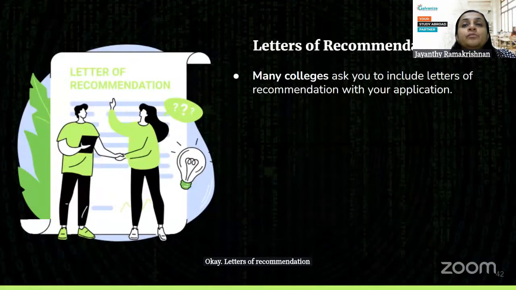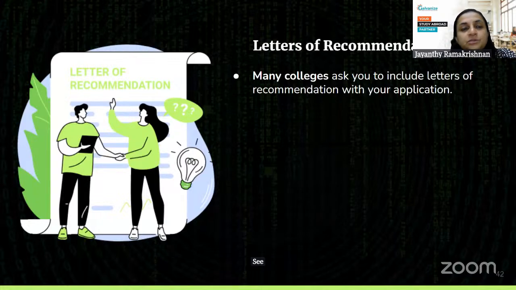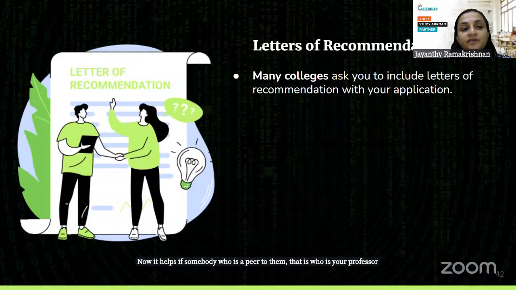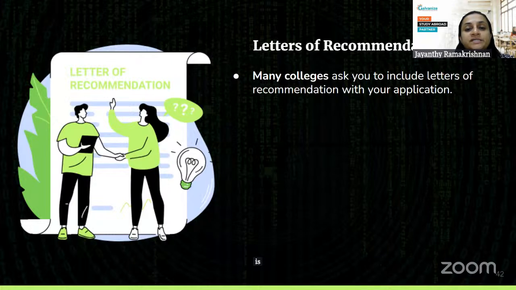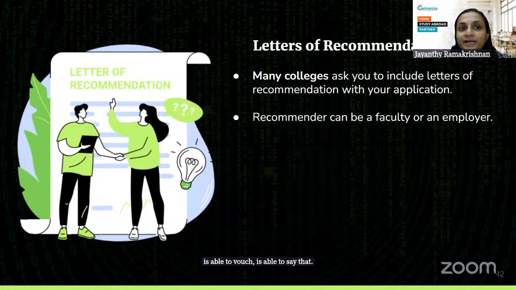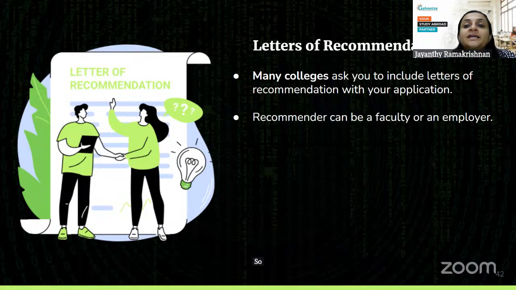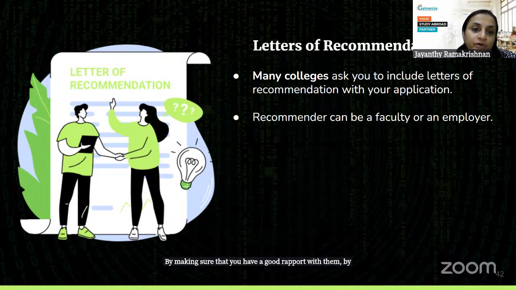Now, this again is very important. See, the admission officers don't know you. They are going to judge you by your application package. Now, it helps if somebody who is a peer to them, that is, your professor, who is working in a similar field like theirs, is able to vouch, is able to say that, hey, this person is a good candidate and he or she will be a good addition to your master's program. So that is why letters of recommendation are very important. So you need to pick your recommenders by making sure that you have a good rapport with them, by making sure that they will give you good recommendations.